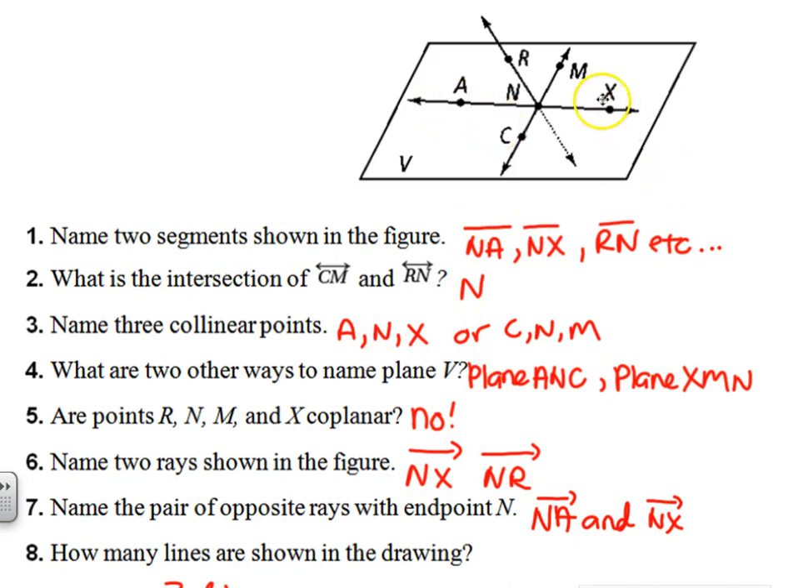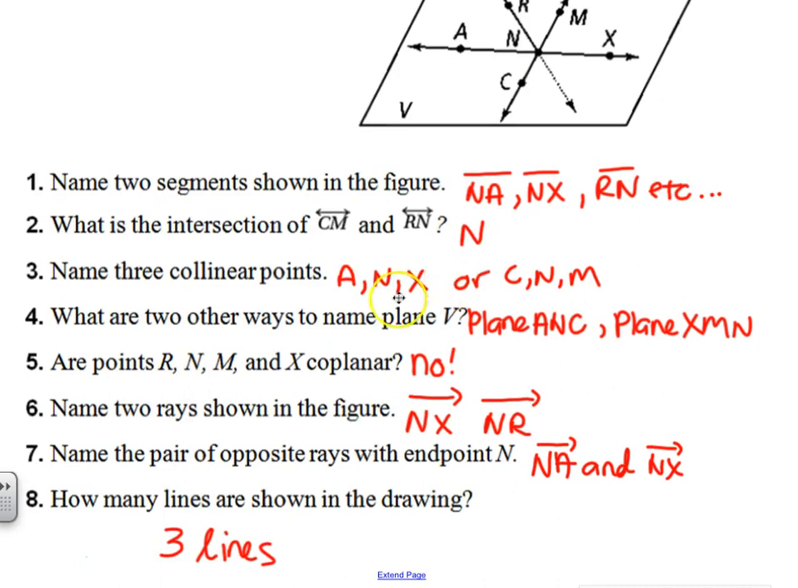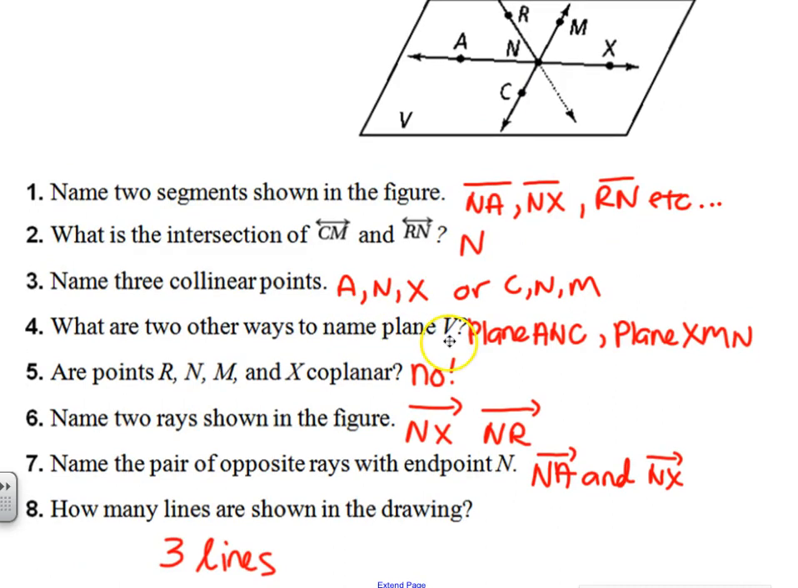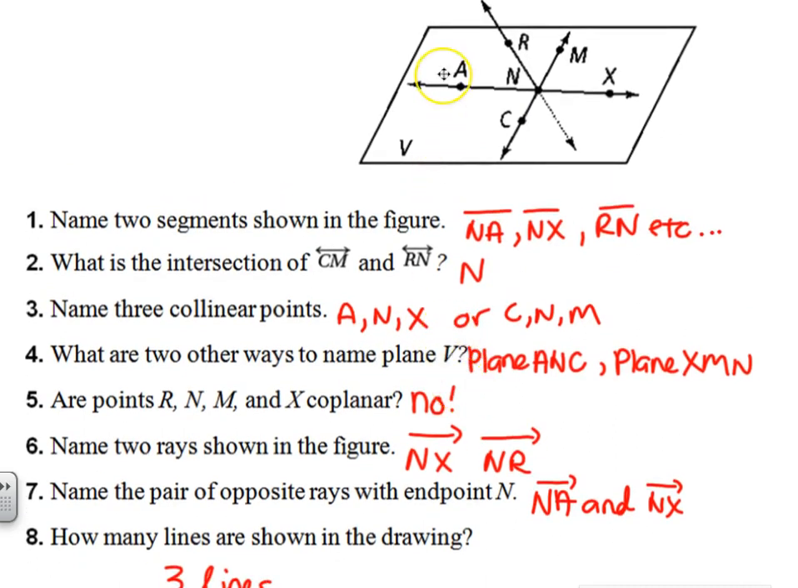3 collinear points. Could have said A, N, and X in any order, or C, N, and M in any order. 2 ways to name plane V. There's a ton of them. Just pick 3 points that are not on the same line. So you cannot have A, N, and X in any order, and you cannot have C, N, and M in any order. Could have C, A, M, or N, M, X, or C, M, X, etc.